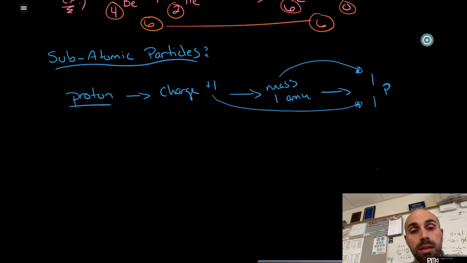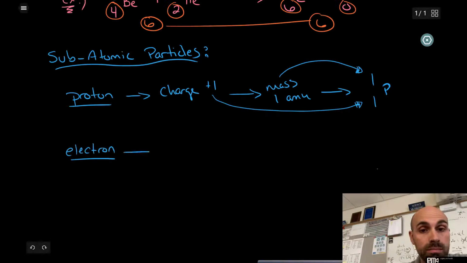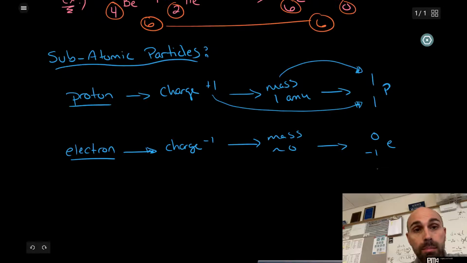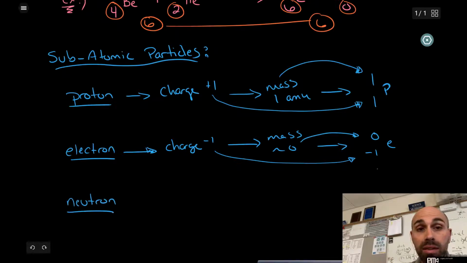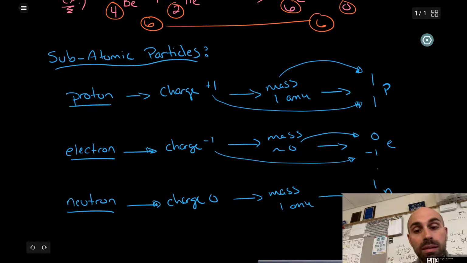An electron. Charge is -1. The mass, it's relatively 0. So this one, following the same rule, will have a 0 on top, a -1 on the bottom, and a little e. Again, the bottom number is the charge, the top number is the mass. Now this one should look very familiar. This is the one we just saw, the neutron. Charge of 0, mass of 1. It is a 1 on top, a 0 on the bottom, and a little n for the neutron.